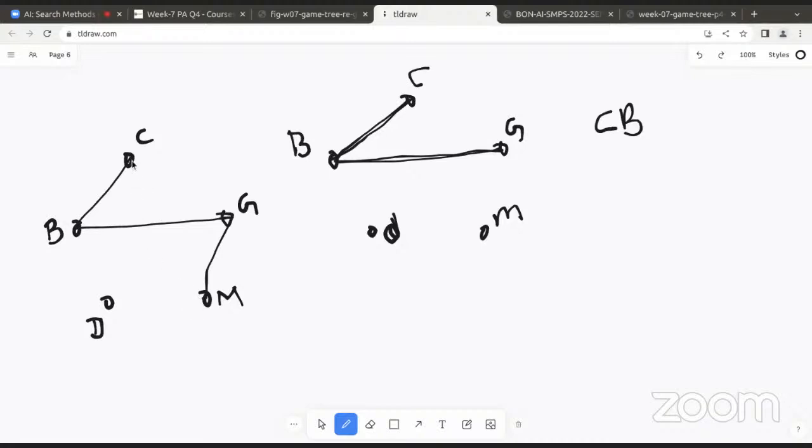So from C, where can I go? D, and then D to M. That's the only choice, right? Yes, from C I can only go to D. So this added edge, I'll put it like this.